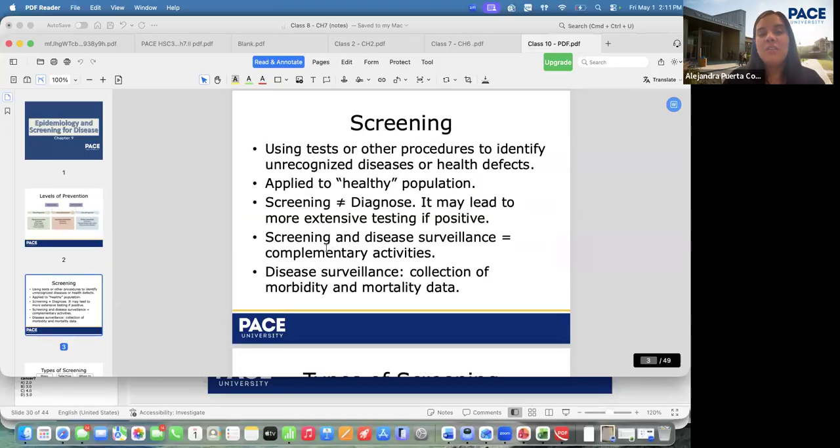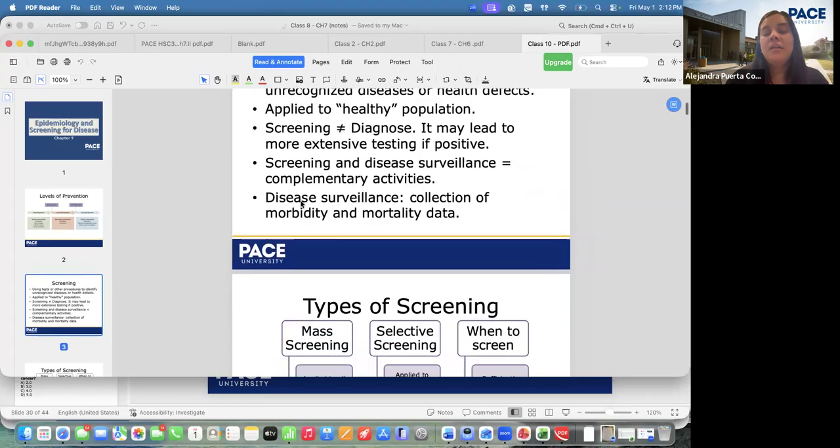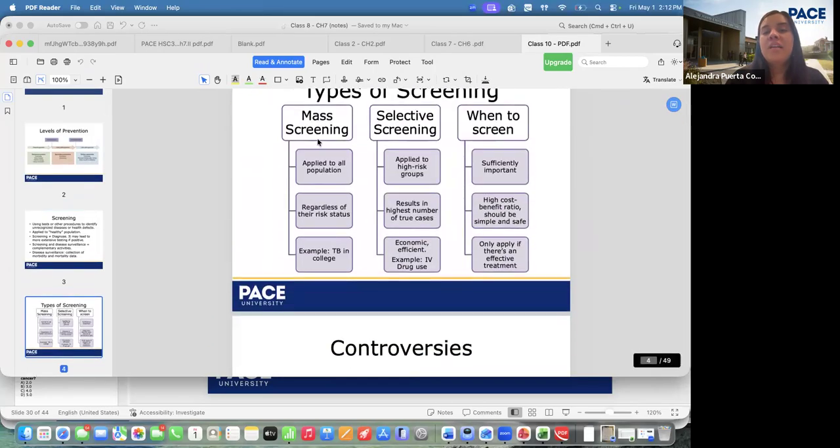Screening, so secondary prevention, right? What we want to do is use tests or other procedures to identify unrecognized diseases. Super important. They don't know they have the diseases, right? Because if not, it would be tertiary prevention, right? So it's applied to a seemingly healthy population. They don't know they have something. Mass screening versus selective screening. Selective screening is when it's applied to high risk groups only, right?